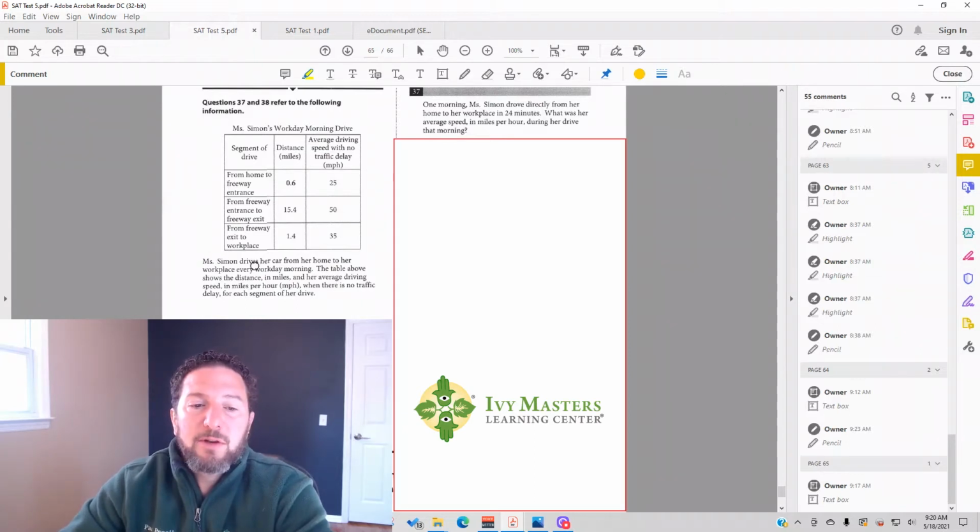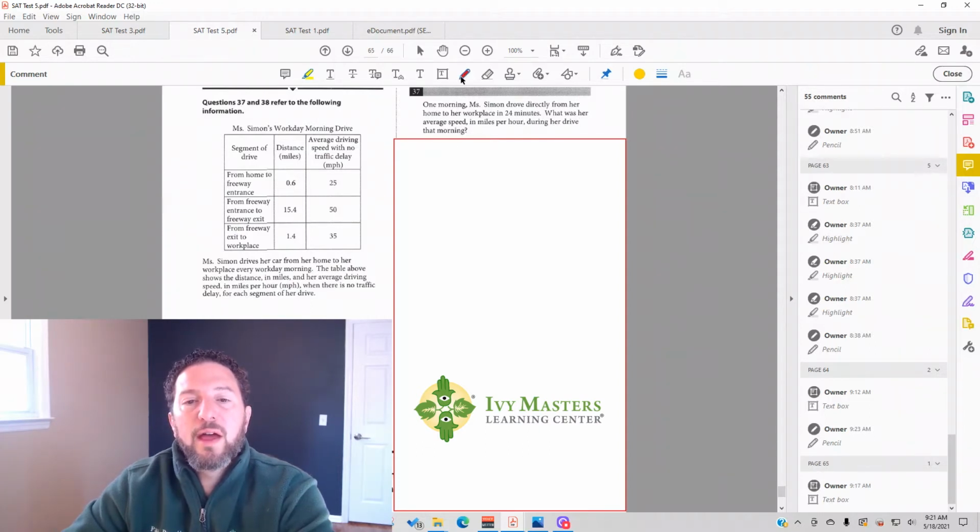Miss Simon drives her car from her home to her workplace every workday morning. The table above shows the distance in miles and her average driving speed in miles per hour when there's no traffic delay for each segment of her drive. Cool. One morning, Miss Simon drove directly from her home to her workplace in 24 minutes. What was her average speed in miles per hour during her drive that morning?